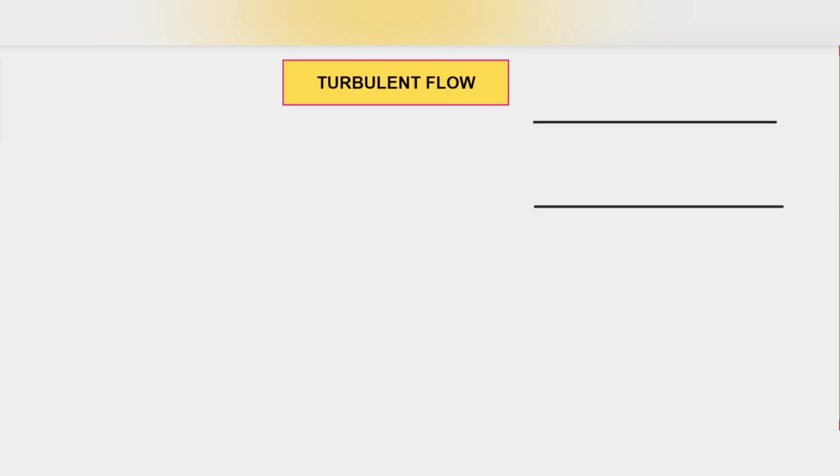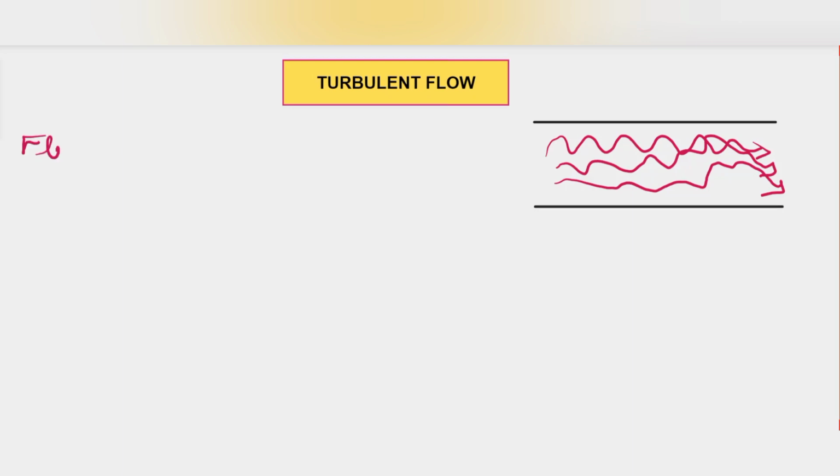Hello, today we are going to start a new chapter which is turbulent flow. Firstly, let's understand what we mean by turbulent flow. This is my pipe in which turbulent flow is taking place. Turbulent flow means my fluid particles will be moving in a zigzag way. Like I had told you, in laminar flow, the fluid particles were moving along streamlines and those streamlines were parallel to each other.